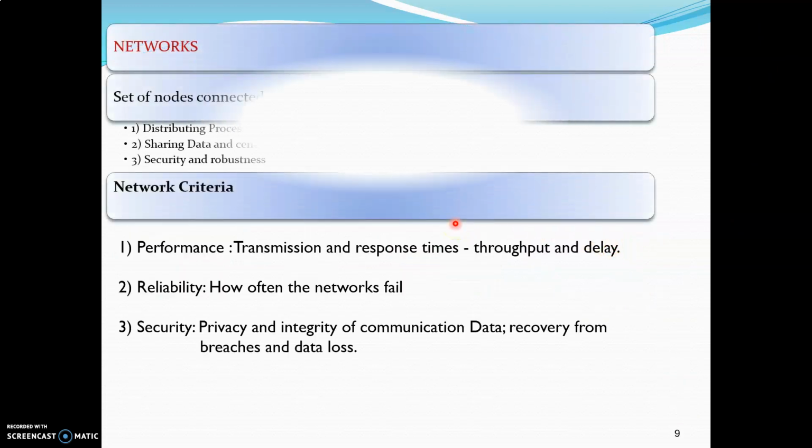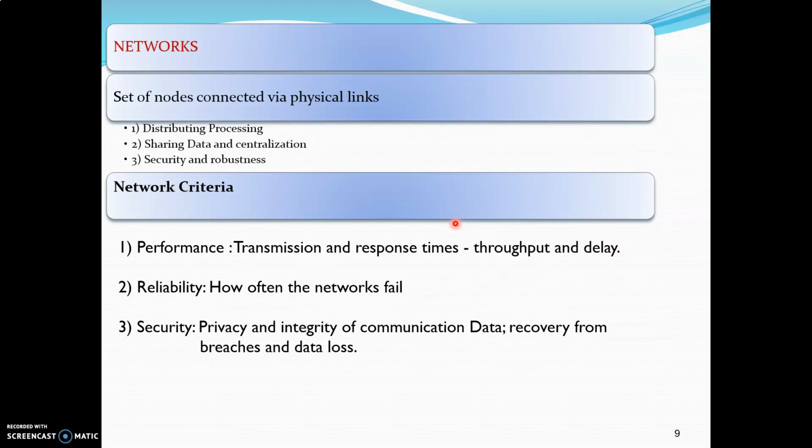Next, a network is a set of nodes connected via physical links. Here we have 3 processes: distributing and sharing, data centralization, and security and robustness. For the network criteria we consider 3 factors: performance, reliability and security. Performance means the transmission and response time, where we consider throughput and delay. Security means the privacy and integrity of communication data.